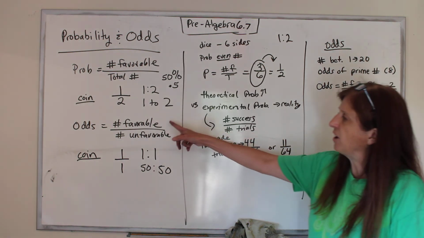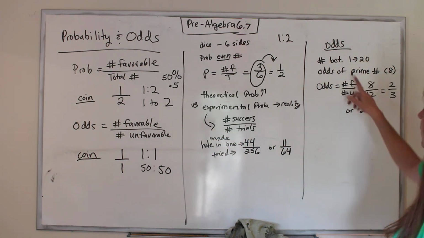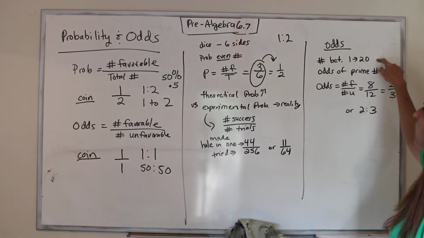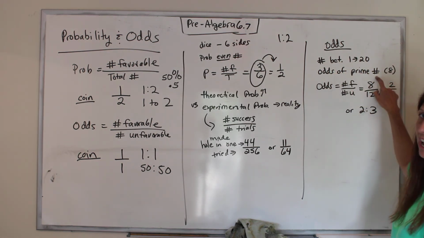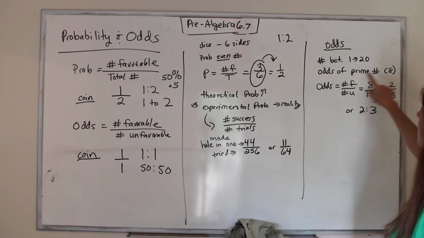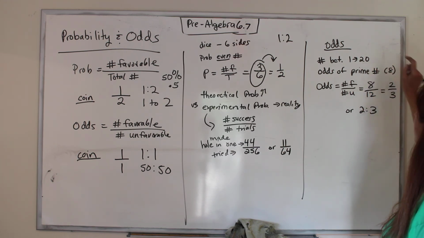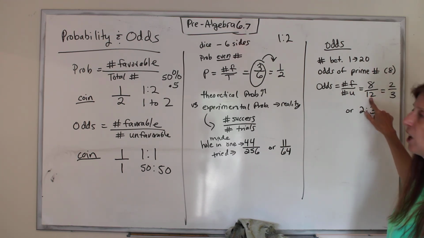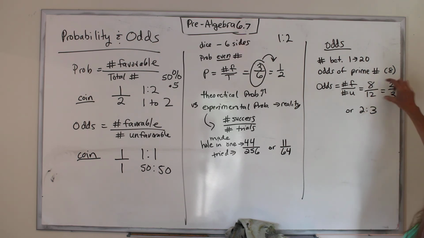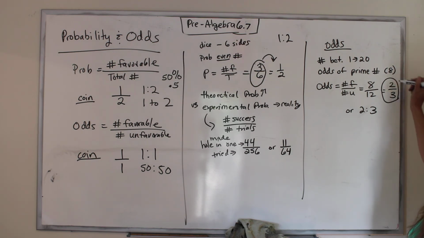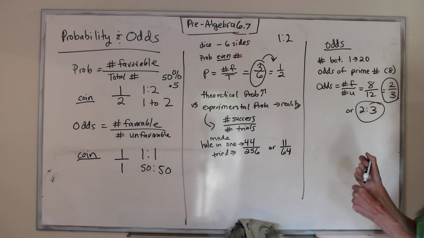Now, here is an odds problem. Odds is favorable divided by unfavorable. They said, what if you randomly pick a number between 1 and 20? What are the odds of it being prime? There's 8 prime numbers, so the number of favorable is 8. The number of unfavorable is 20 minus 8, which is 12. Then we reduce that fraction, 8/12. This is 2/3. So the odds are 2 to 3.